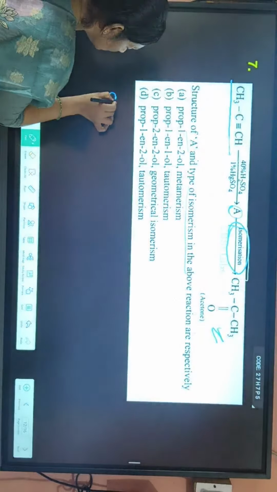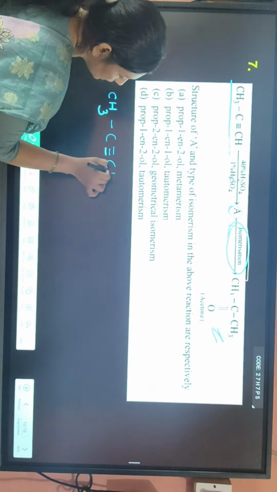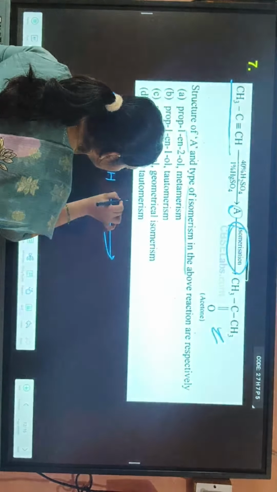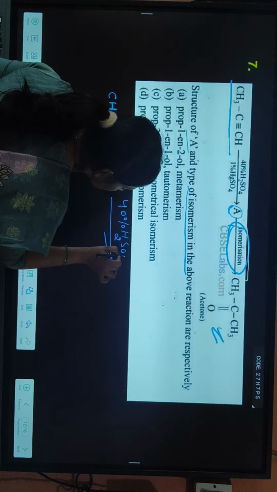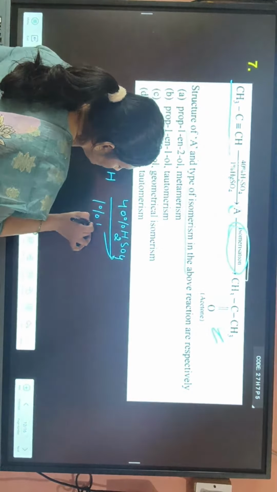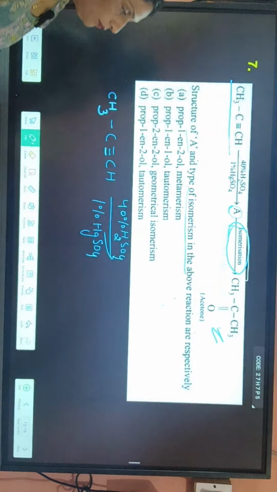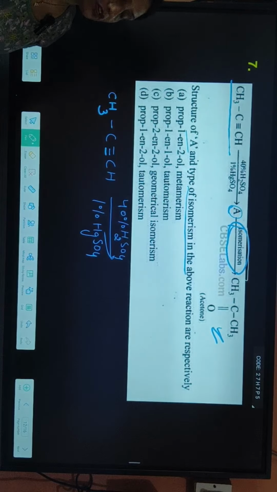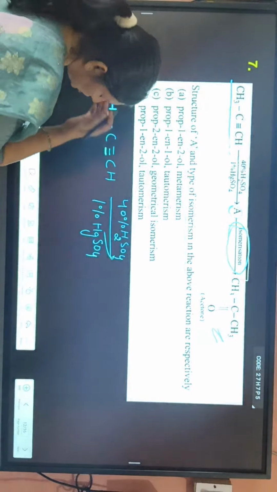Students, we are having propyne, CH3, C triple bond CH. When it reacts with 40% of sulfuric acid, 40% means if total 100 ml we are having, then 40 ml of H2SO4 and 60 of water there. Okay. Then student, what will happen? Here we are having Hg2 positive.